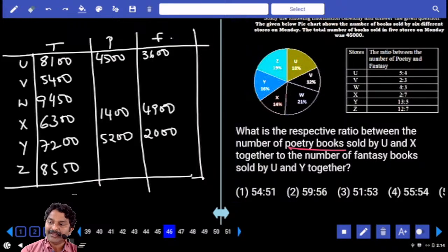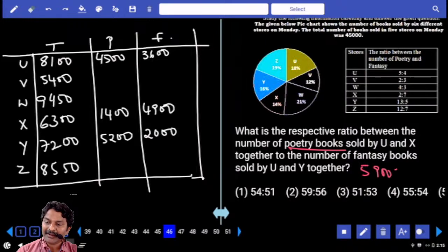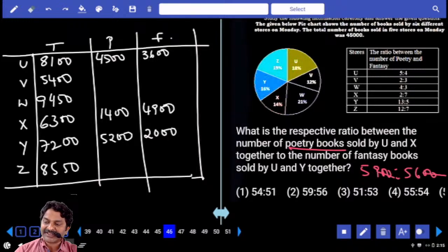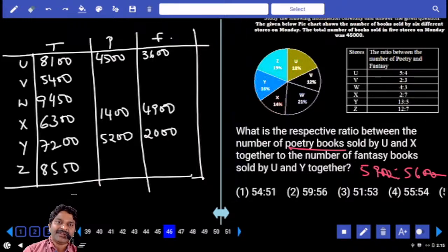Poetry books in U and then X. U and X poetry, how many are there? 5,000, 5,900. Fantasy in U and Y, 5,600. 2 zeros get cancelled, 59, 56.